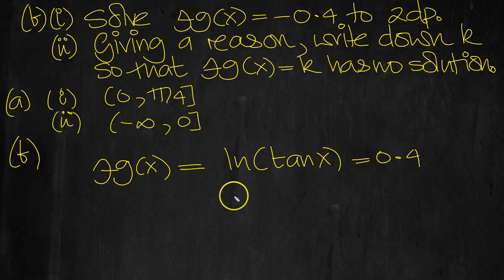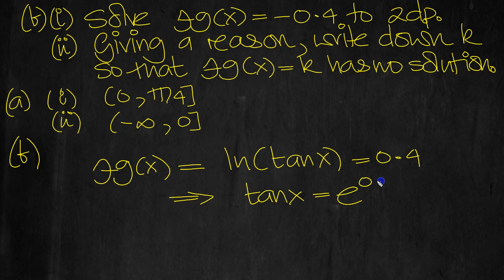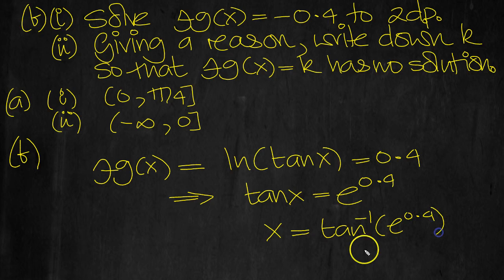Okay, so unwrap the log. Tan x is equal to e to the 0.4. The e swings up as the base number. And then tan x is equal to e to the 0.4, so x is equal to arctan of e to the 0.4.